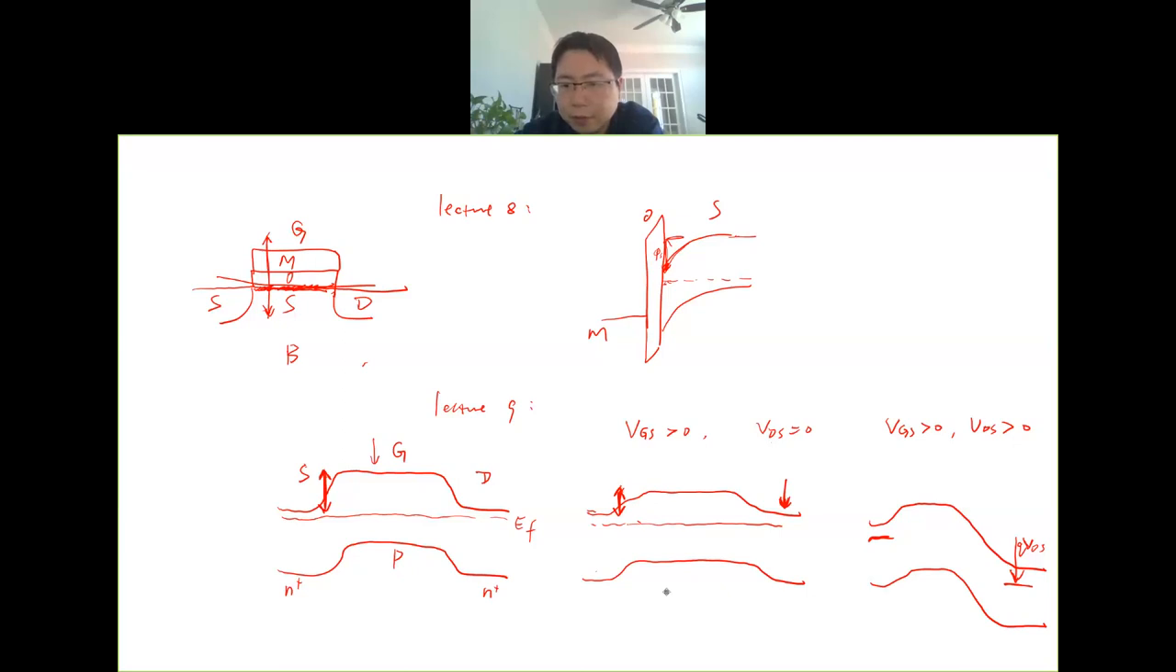Now if you increase the drain voltage to larger than 0, with positive voltage on the drain, we push down the drain side band edge, or push down the Fermi level on the drain side. Then you will have this band bending down towards the drain. Now the source Fermi level and the drain Fermi level will be split, because this is no longer the equilibrium state. You have VDS and then you have current flow. So this is the band diagram when you have VGS larger than 0 and VDS larger than 0.